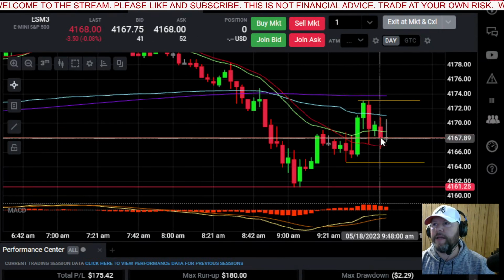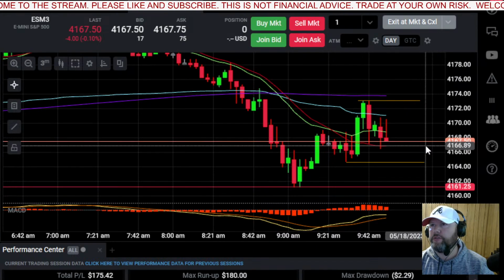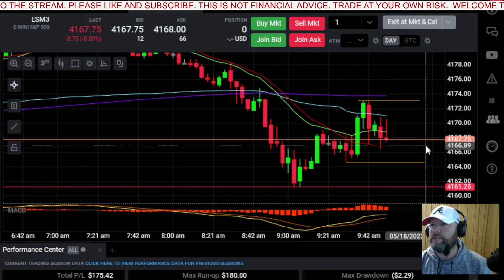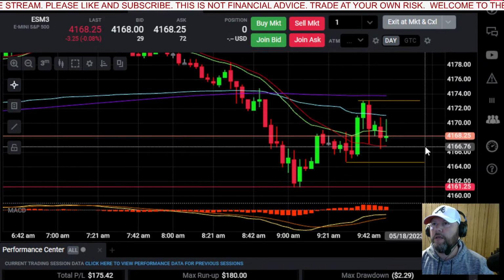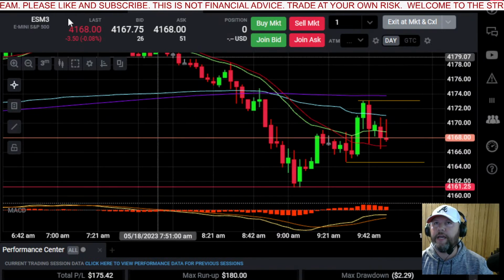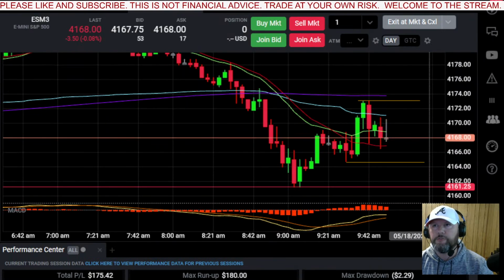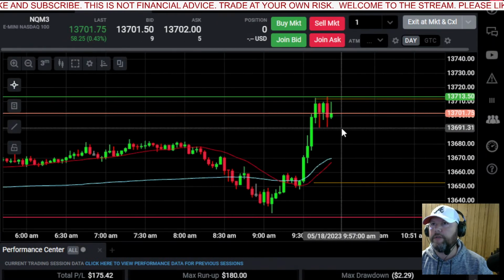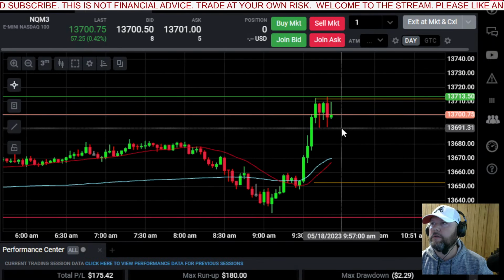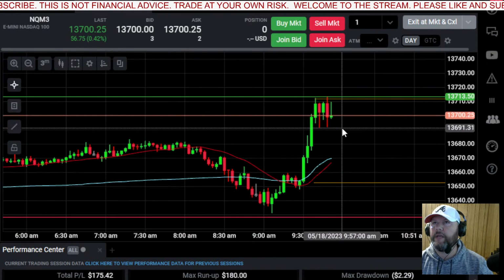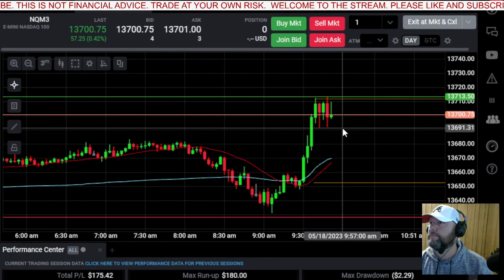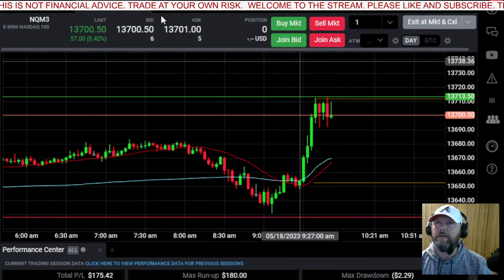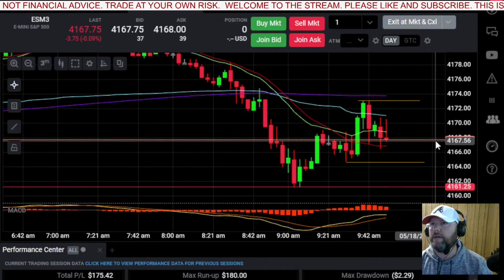Looks like the ES is back down to the 67 level, trying to test this SMA before these numbers come out. ES definitely looking a lot weaker than the NAS. ES looks weaker, dollar's pumping up. It almost leads me to believe that we're probably going to get a dump here with these numbers. I think when these numbers come out, we might get a dump. So, no guessing. We'll see what happens, but that would be kind of what I'm thinking.